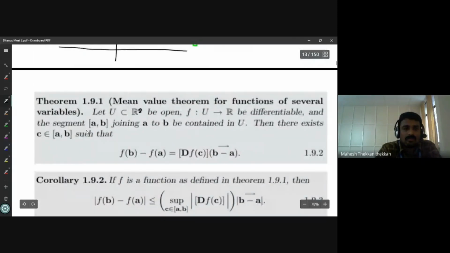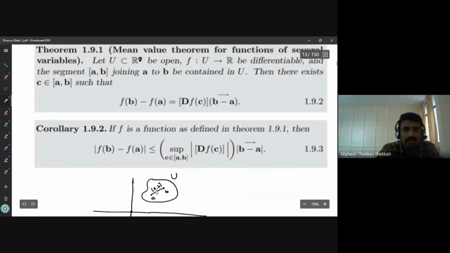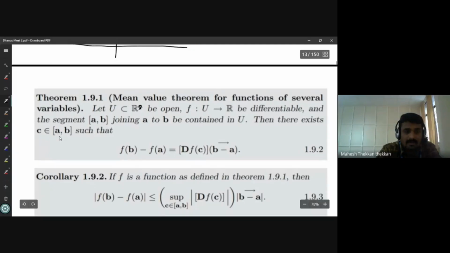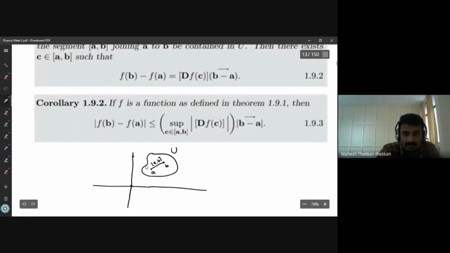So the segment is denoted by this notation; this does not mean the closed interval [A, B]. This notation says the line segment joining A to B. So we have f from U to R, a differentiable function, and we are assuming the segment from A to B is contained in U. That also we assume. Then there exists a C inside the segment. So in between on this line we can find some C.